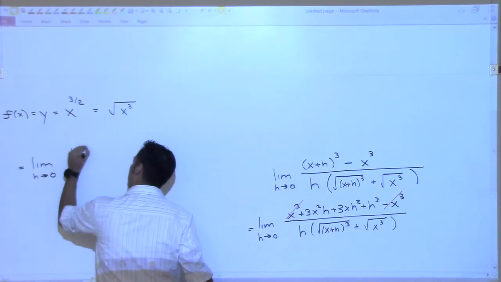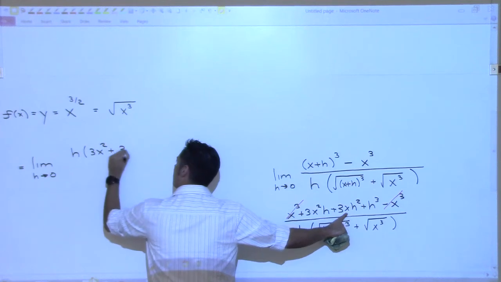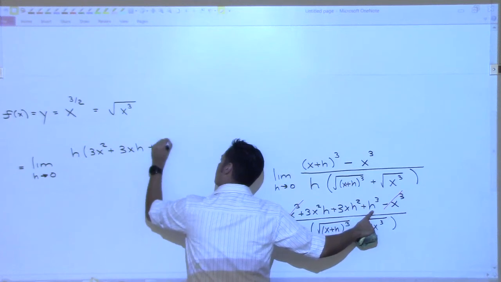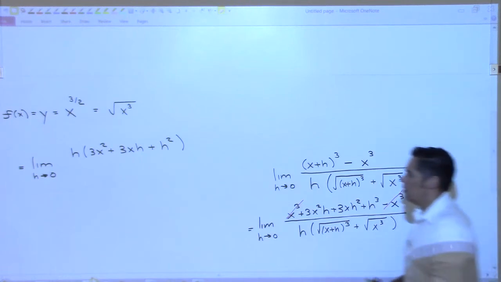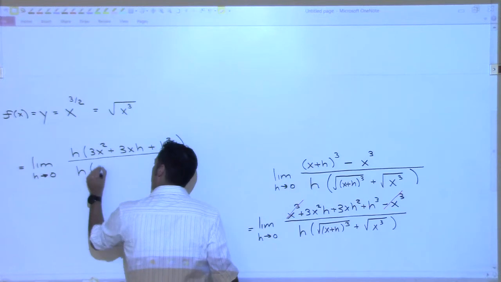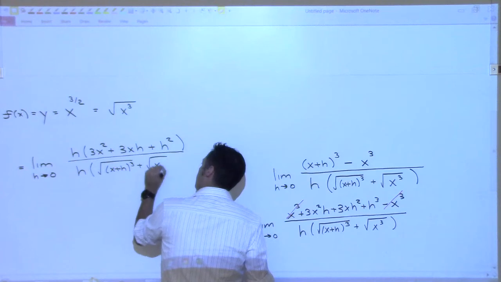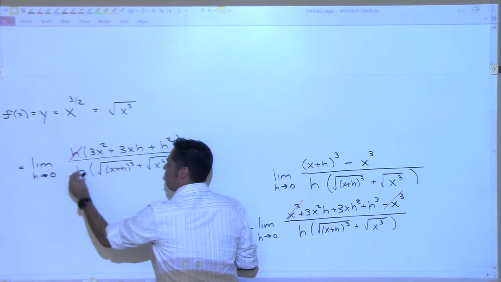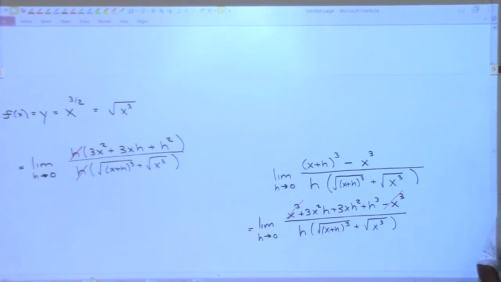So I'll have h comes out, 3x squared plus, pull an h out of this one, 3xh, right? Pull an h out of that one, h squared. Right, so I've pulled h from here, here, and here. And I still have this over my h that was there. It's going to cancel. And then my conjugate. h's are gone. I should no longer have division by 0. So at this point, we let h go to 0.